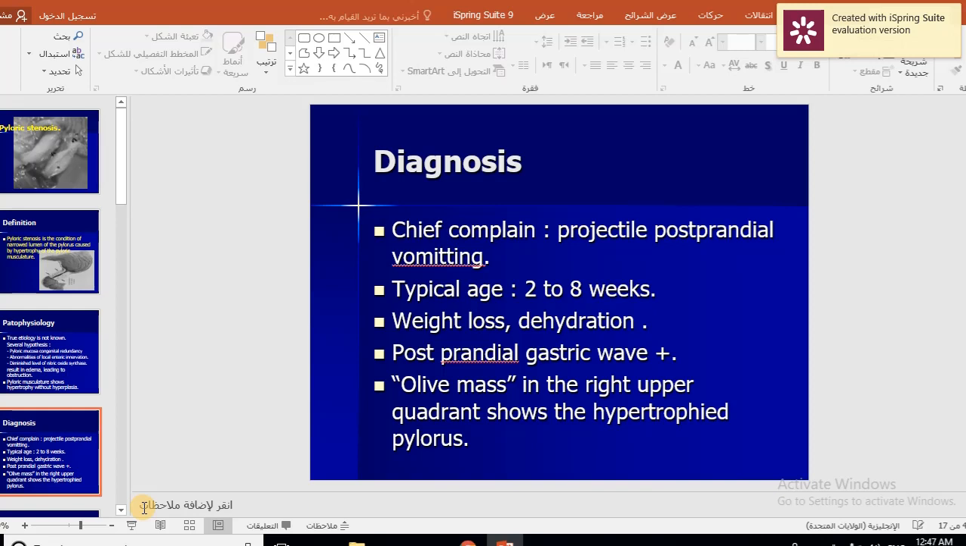On examination, there is postprandial gastric wave. We can inspect on the abdomen the peristaltic movement of the gastric area. We can also see, by palpation, the olive sign in the right upper quadrant, which shows the hypertrophied pylorus. We can feel in the right upper quadrant a mass like an olive, which is diagnostic for hypertrophic pyloric stenosis.